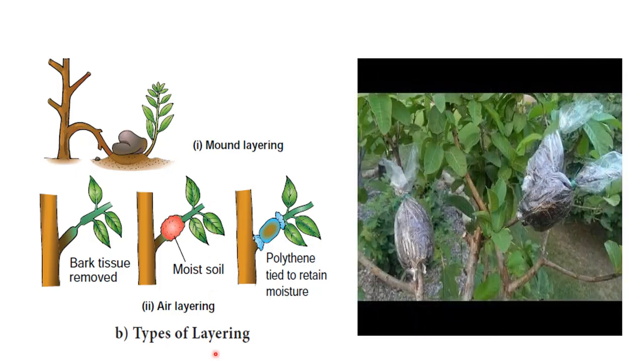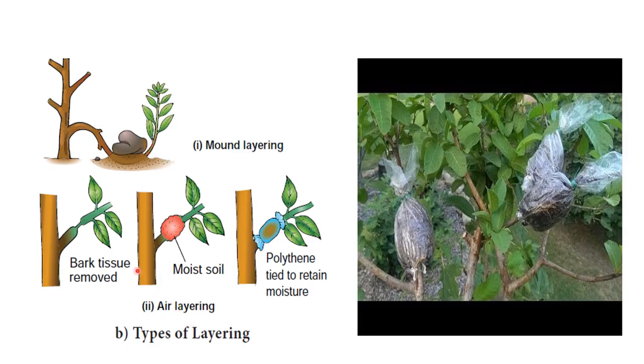Layering. Here, from the same parent plant, a flexible branch is bent down and the tip of the branch is raised above, and from this part new roots will grow. So layering is a method where roots are developed from the parent plant and a new plant grows. This is an example of mound layering. We usually see this type of layering in jasmine and similar plants.